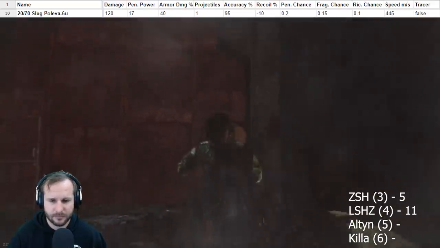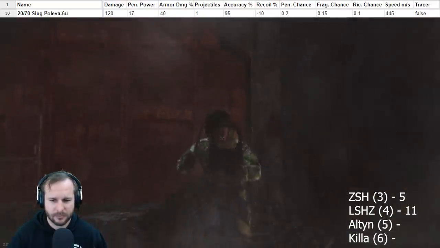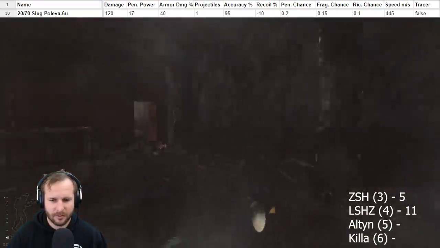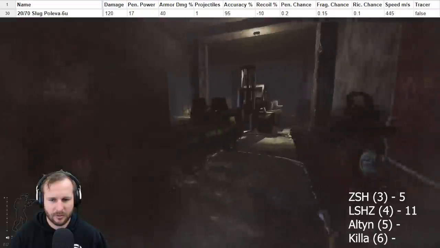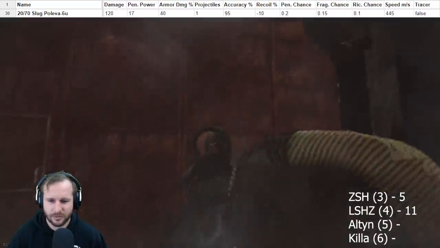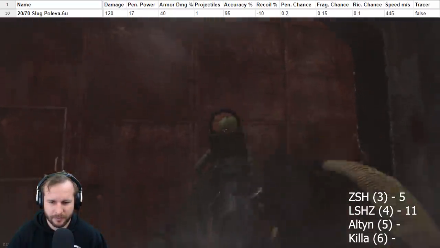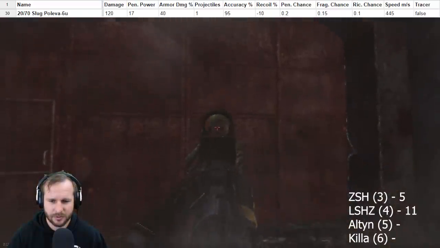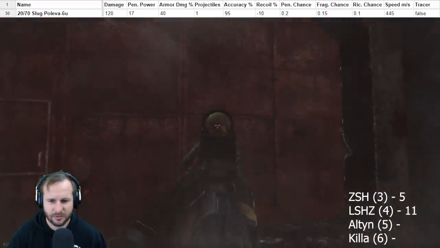And it gets pretty crazy like this. So what's going to happen here is you're just going to see a massive montage of pretty much me shooting a gazillion rounds into helmets to be able to drop people. Because after we finally get through the LSHZ, we move on to the Altyn, and that one takes a total of 17 shots to be able to drop.